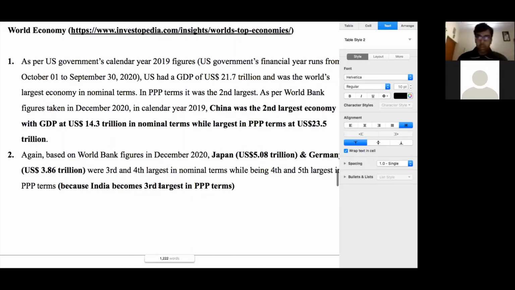Like fuel is still quite expensive in India. Even compared to the US, it's almost close to the US value, even if we take into account purchasing power parity. So fuel and electricity charges are fairly high in India. Electricity tariffs in a lot of states are fairly high in India.